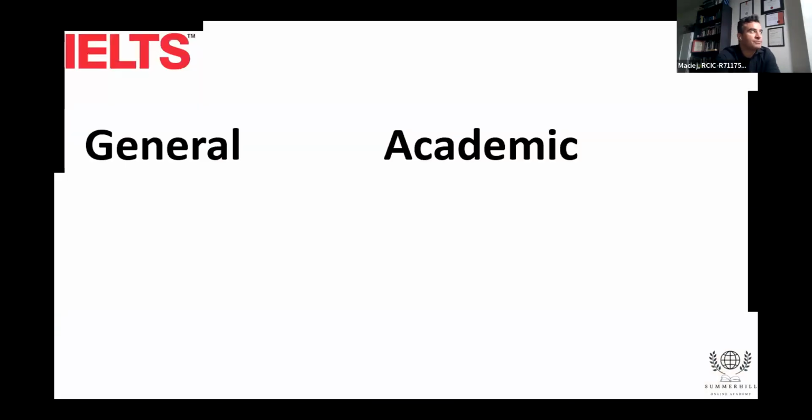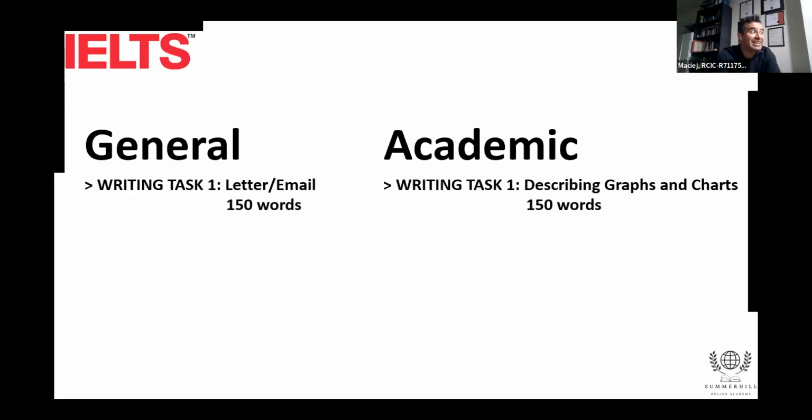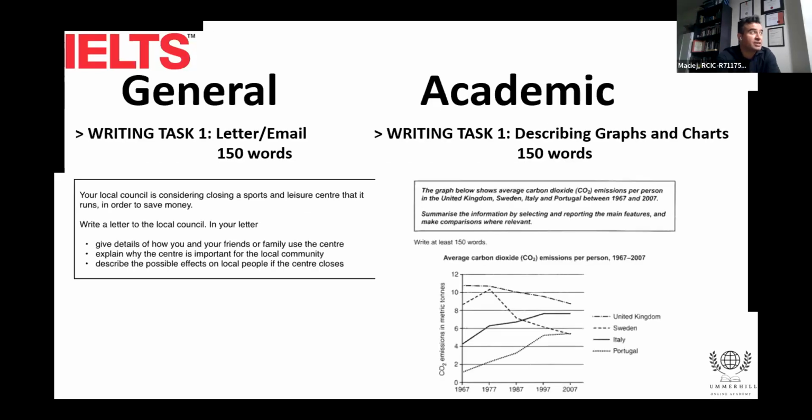So here we go. IELTS general and academic writing are almost exactly the same. With the general, there's a letter, an email of about 150 words. With the academic, there's a graph that you have to write about. So it's a major difference. In the IELTS general, honestly, writing task one is almost the same as CELPIP general writing task one.